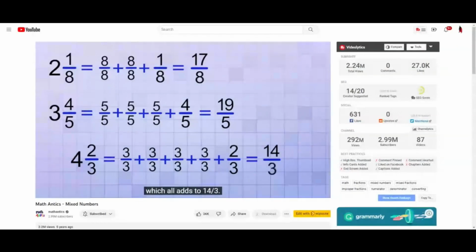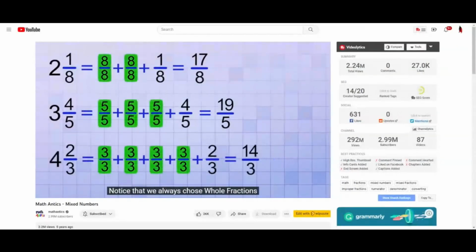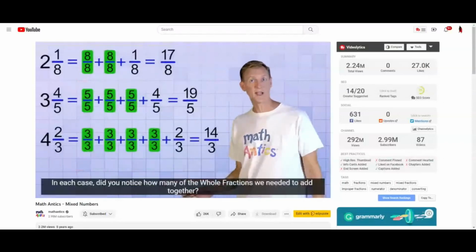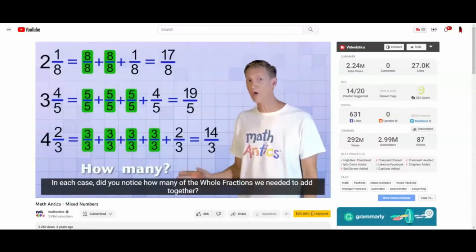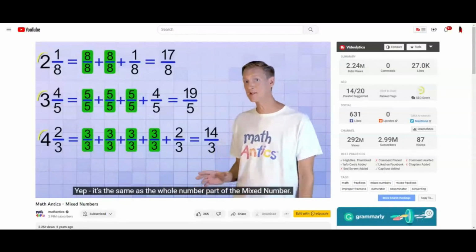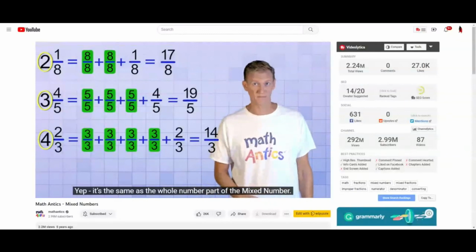to 14/3. Notice that we always chose whole fractions with the same denominator as the fraction part of the mixed number, so that they're all like fractions that can be added easily. And some of you might see the shortcut here. In each case, did you notice how many of the whole fractions we needed to add together? Yep, it's the same as the whole number part of the mixed number.